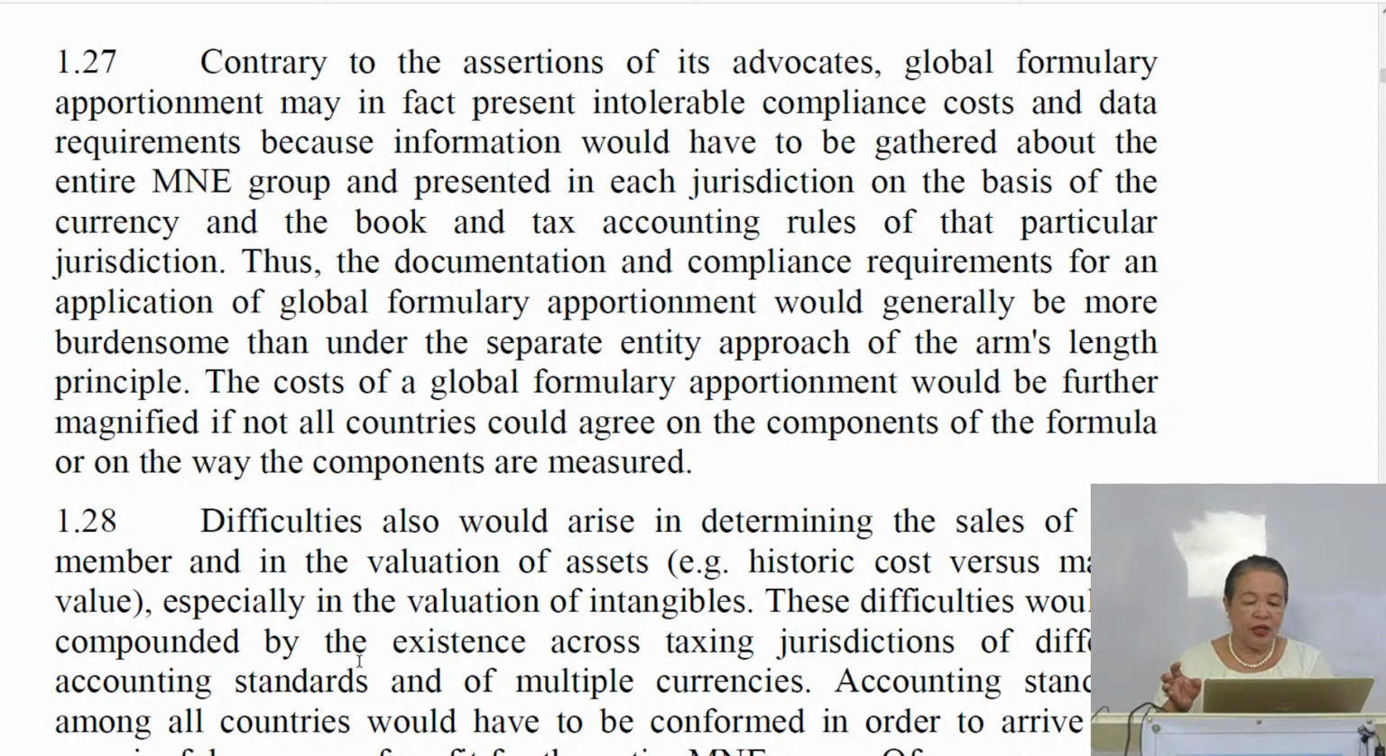The documentation and compliance requirements for an application of global formulary apportionment would generally be more burdensome than under the separate entity approach of the arm's length principle, no? So the cost of a global formulary apportionment would be further magnified if not all countries could agree on the components of the formula or on the way the components are measured, no? So yun ang mahirap, yung mag-agree sila sa isang formula, no? Or i-adapt nila yung pre-agreed formula na.